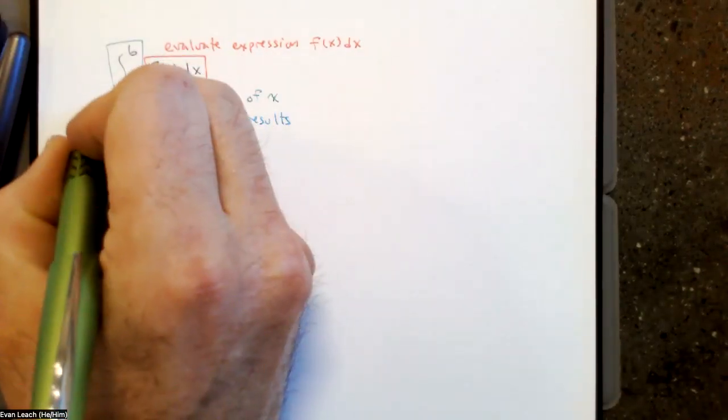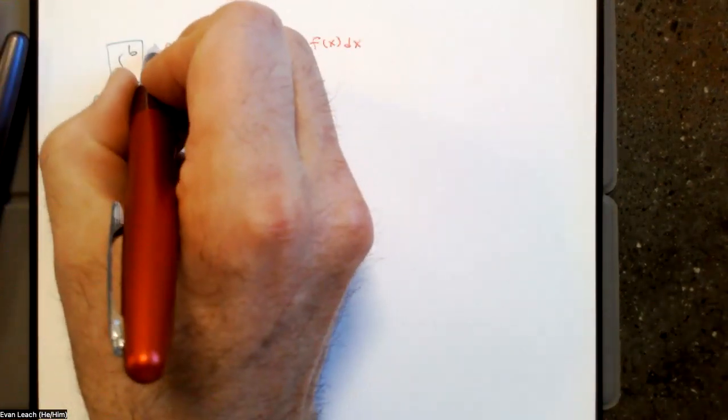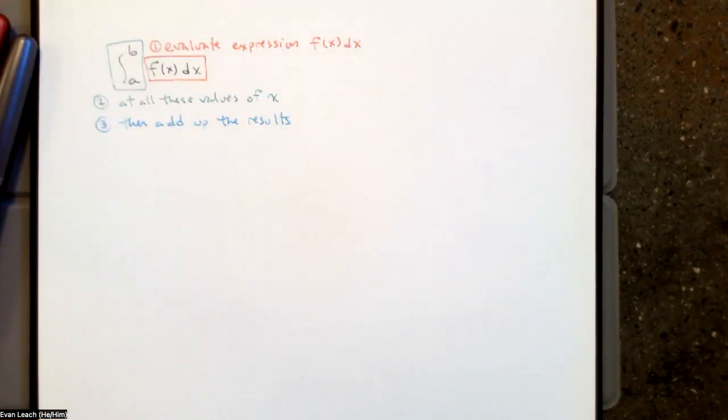For those of you not color coordinating. First, we're thinking evaluate the expression f of x dx. The integral from a to b says at all these values of x, and then we add up the results. This is very suspicious because where do we put the plus signs? And the answer is, don't worry about it. We have ways of getting around that, specifically the antiderivative if we need to. Or phenomenal computing power in an itty-bitty space.